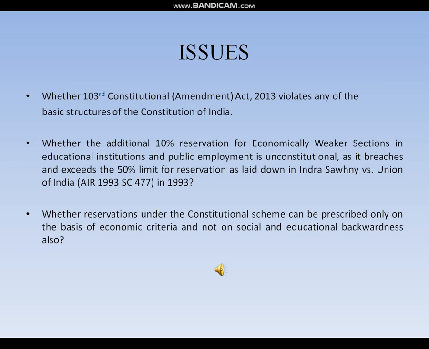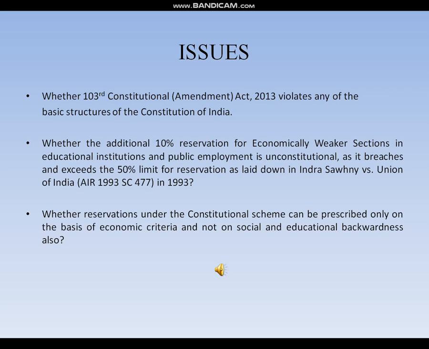Let's come to slide 5. After the amendment was made, Mr. X challenged this constitutional amendment, challenged the constitutional validity of this amendment before the Honorable Supreme Court of India, and certain issues have been framed before you, and for these issues you need to research. So let's understand what are those issues.